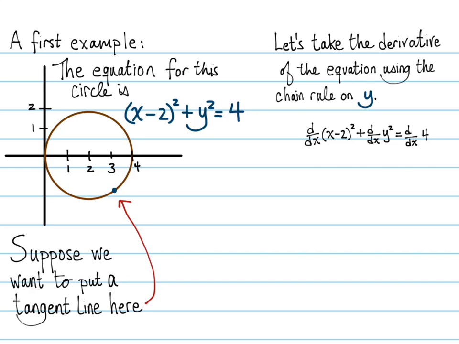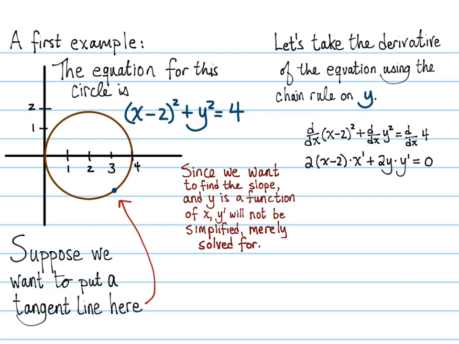Right? If these two things are equal, then the derivatives should be equal. And so we're going to take the derivative of the left side and the derivative of the right side. The derivative of the left side, well, the derivative of x minus 2 squared is 2 times x minus 2 times the derivative of x, and the derivative of y squared is 2y y prime. The derivative of 4 is 0 because 4 is a constant. Now, since we want to find the slope and y is a function of x, we need to find y prime, right? Y prime tells us the slope. So we need to get y prime by itself. That's actually not too hard. X prime is just 1, and so we get 2x minus 4 plus 2y y prime equals 0. We can move everything away from y prime to solve for it. So we get 2y y prime equals 4 minus 2x, and then we divide by 2y, and we get that y prime equals 4 minus 2x over 2y.